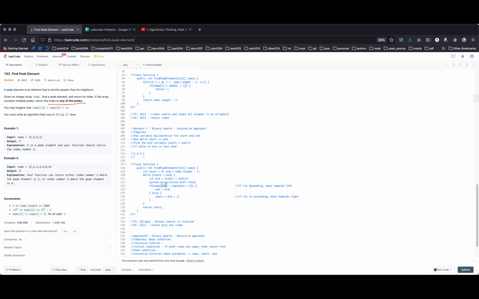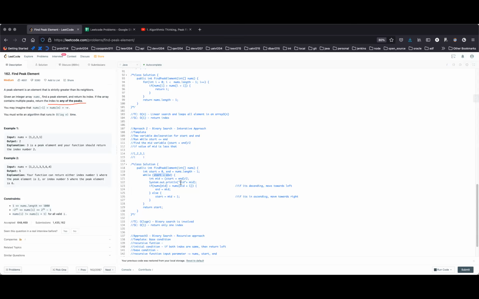For example, if the mid is greater than the next element, then the ascending is going towards the left, because the peak is going to be on the left. So we move our end to mid, so that our search is on the left hand side. In the other case, we move start to mid, so that our search is on the right hand side. This is my understanding. It keeps chunking it up further until it reaches the base condition, and then it finds which one is the peak element.